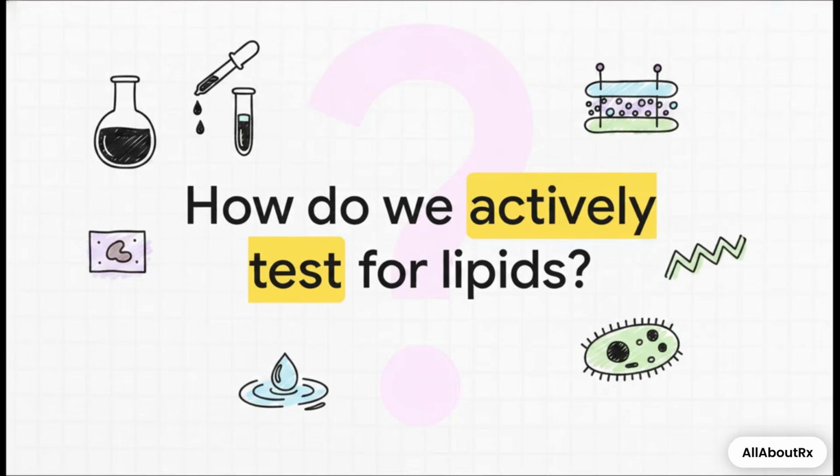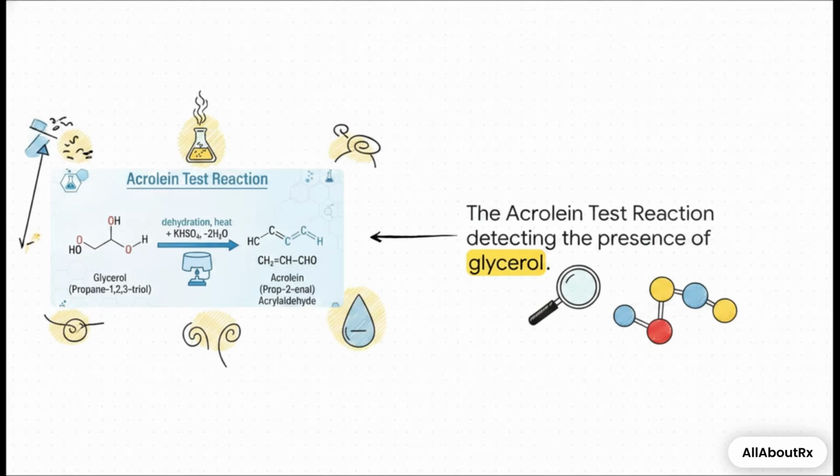All right, let's pivot to Section 5, chemical reactions and rancidity, out of the textbook, into the lab. So, I've got a quick question to wake you up before we look at the heavy chemistry. How do we actively test for lipids and practically utilize their unique chemical properties? Let's slow down the pace just a bit and look at a classic laboratory detection method, the Acrolein test. This reaction detects the presence of glycerol.